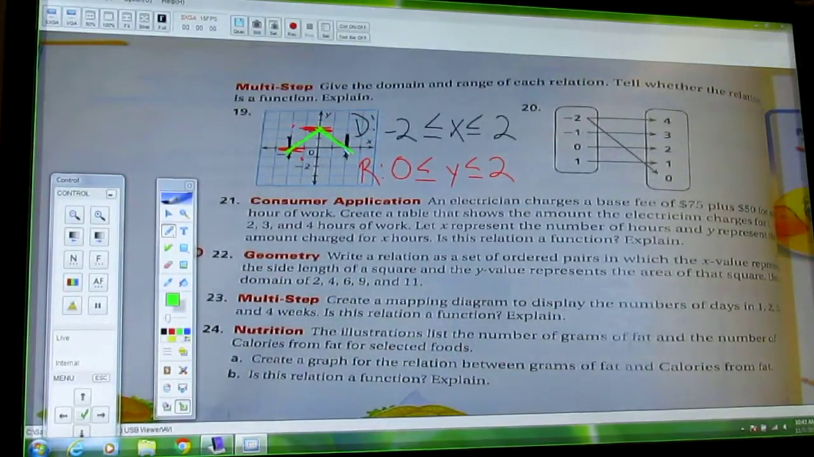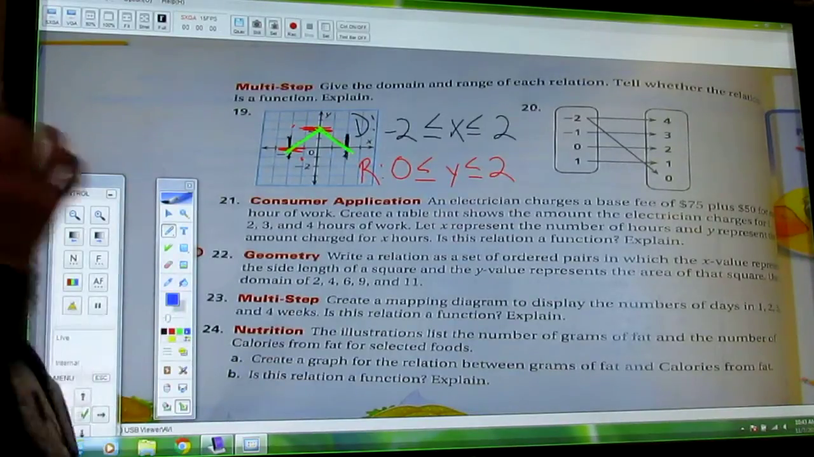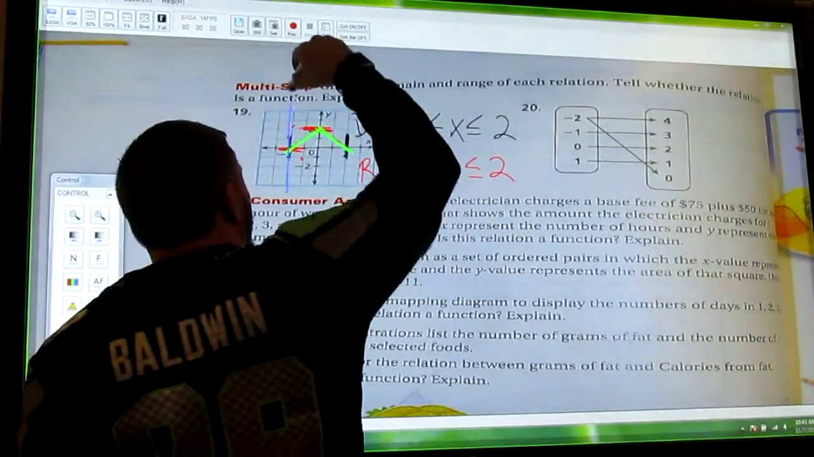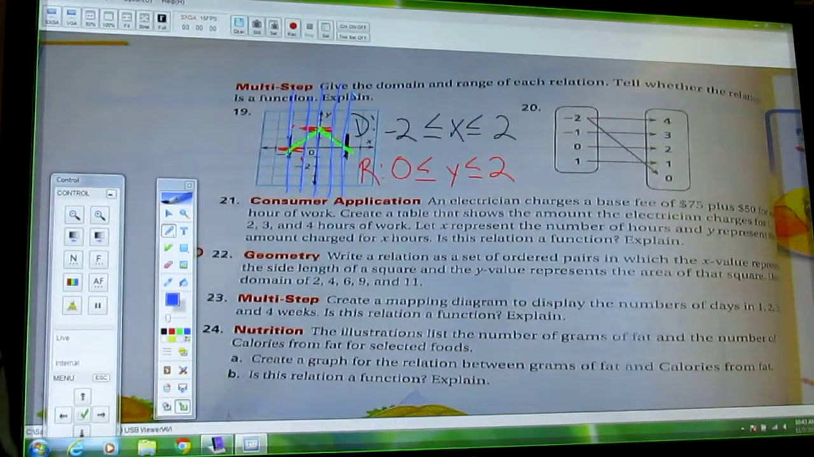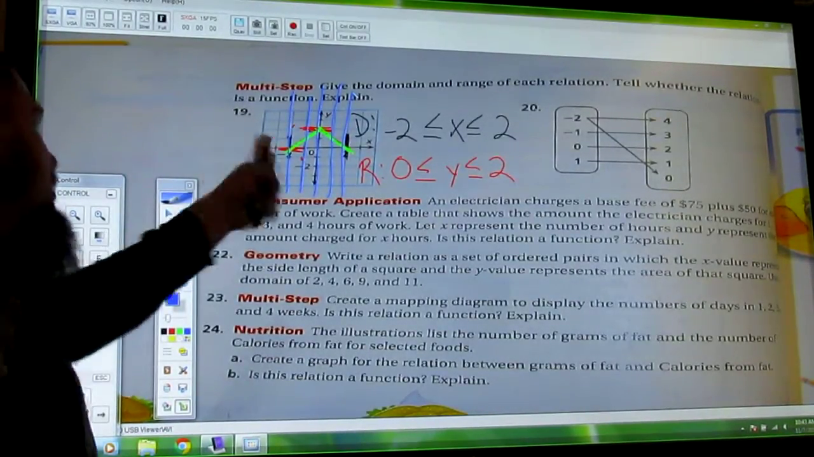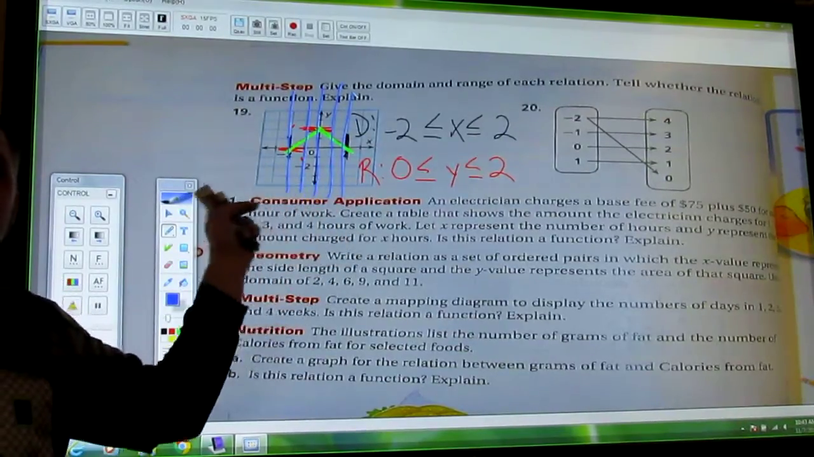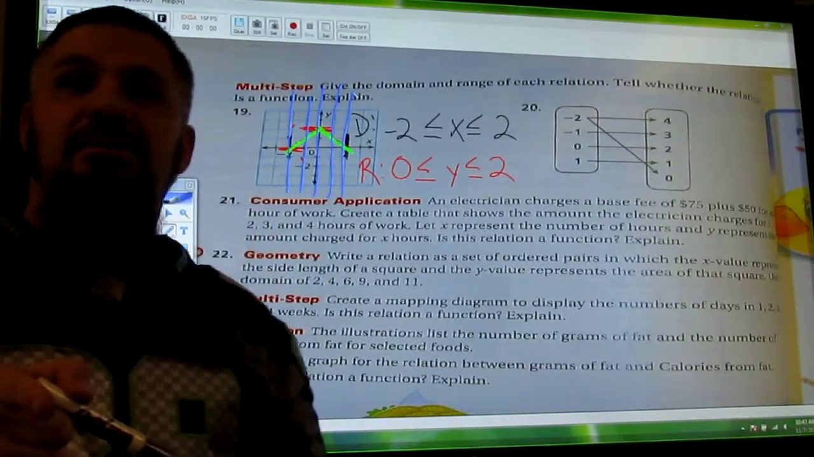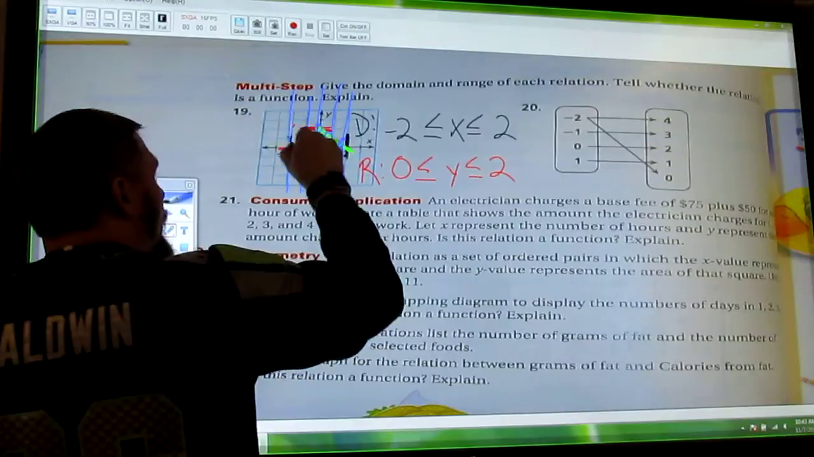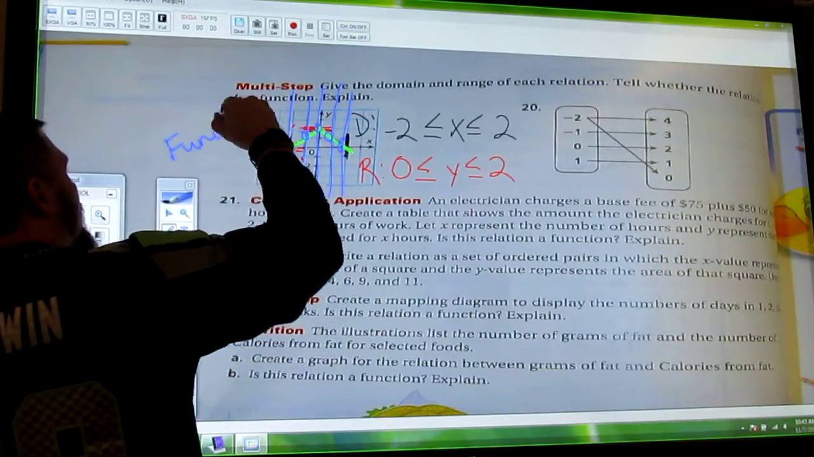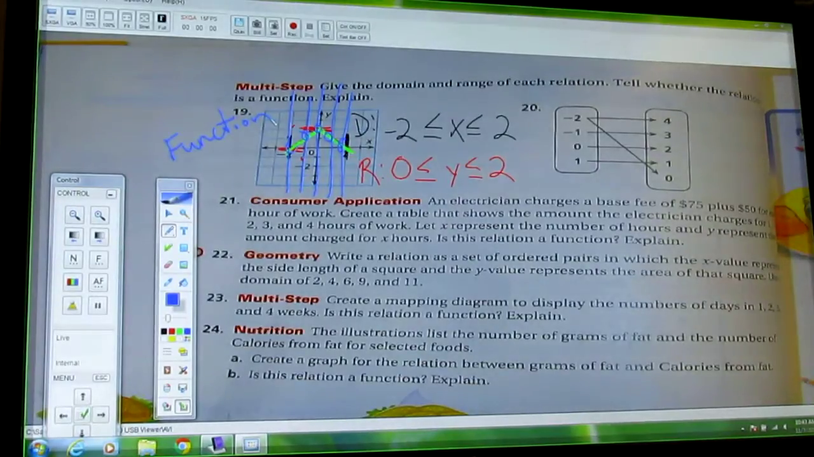The way you can tell if it's a function is with what's called a vertical line test. A vertical line test is this: if I take a vertical line straight up and down, and it goes through more than one point, it's not a function. Does this go through more than one point ever? The vertical lines? No. So it is a function. If it only goes through one point, we call it a function. And that's called a vertical line test.